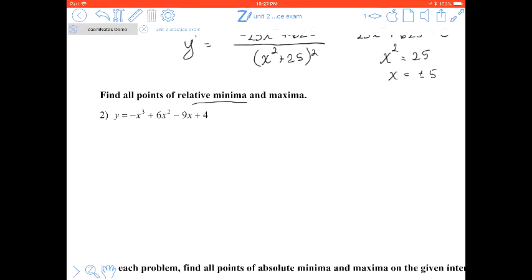Okay, finding points of extrema, the relative min and the relative max. Very similar to question number 1. Question number 2 comes from section 3.2. We need to find the first derivative, and we set the first derivative equal to 0. We can factor out a negative 3.